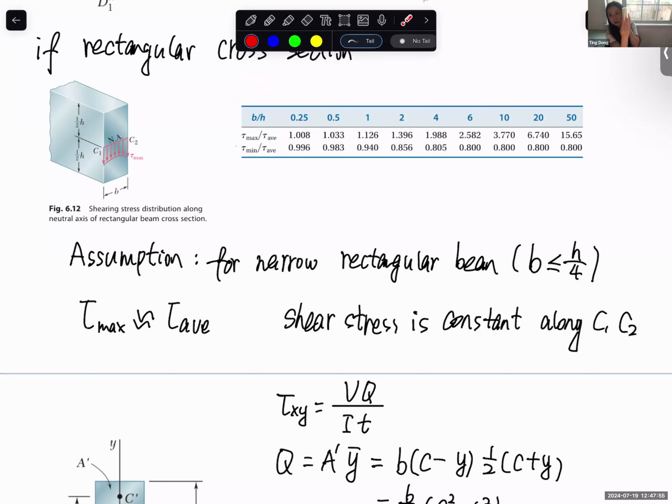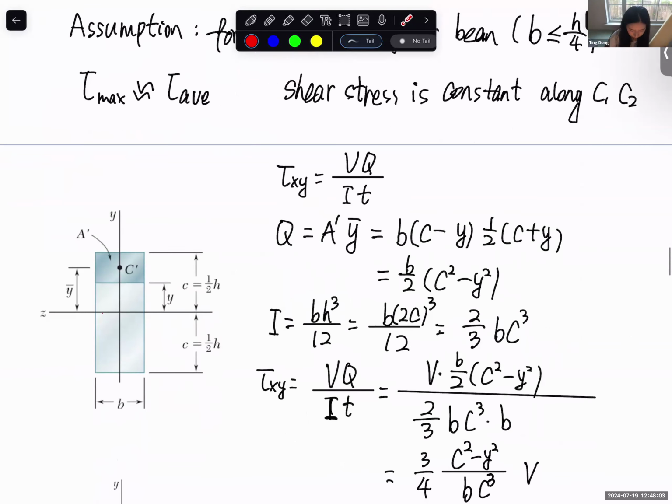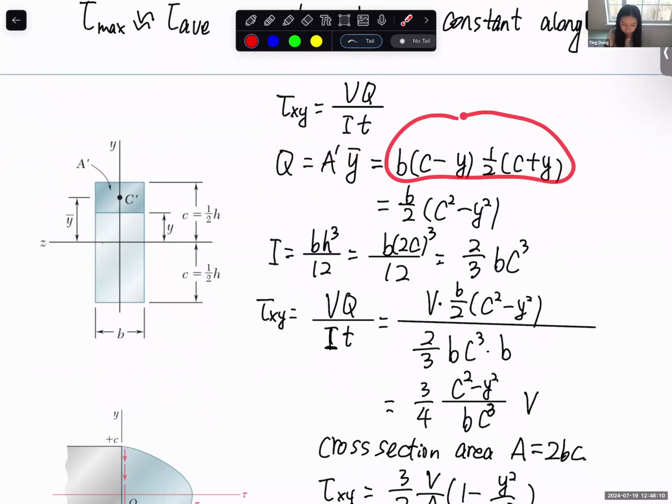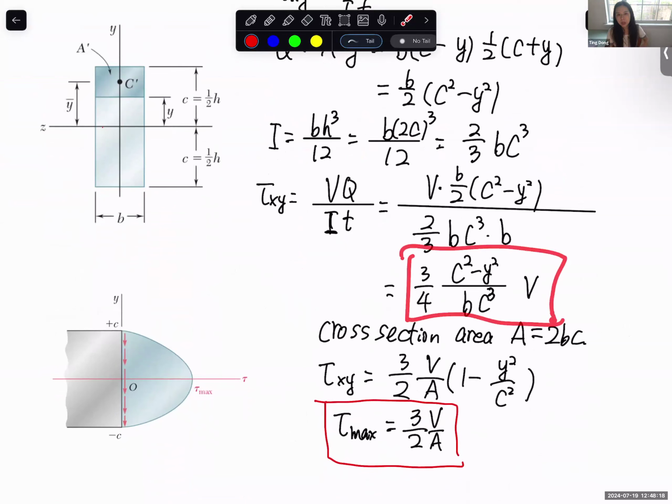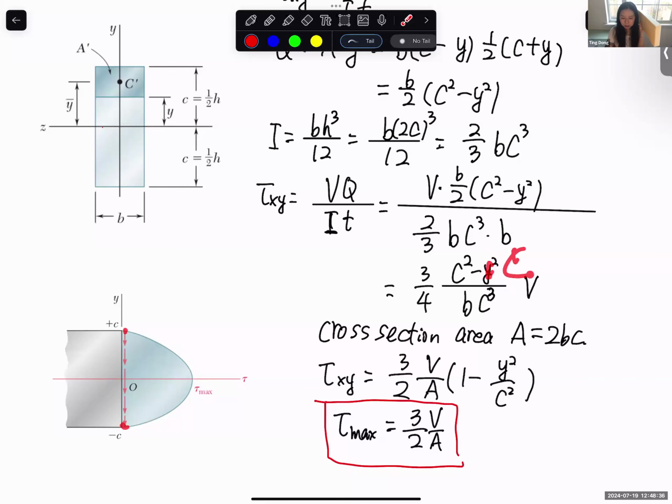And now let's focus on the stress distribution in this Y direction. We did the derivation using tau equals VQ over IT. We have the Q, we have the I, and we get a conclusion for this expression for tau XY, which is basically a function of Y. So it's the shear stress distribution in the Y direction. You can see that it's a quadratic function. It starts from zero at the top and bottom: when Y equals C, this equation equals zero. So it is zero at the top and bottom surfaces, and it's maximum when Y equals zero, which is the neutral surface. It's a quadratic change: zero, maximum, back to zero.